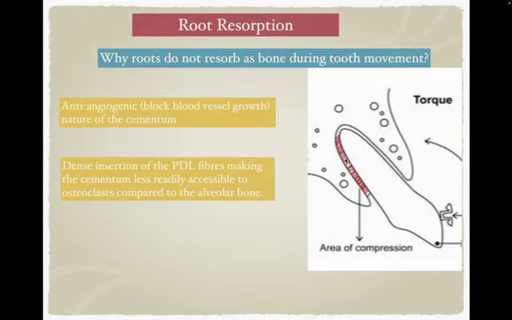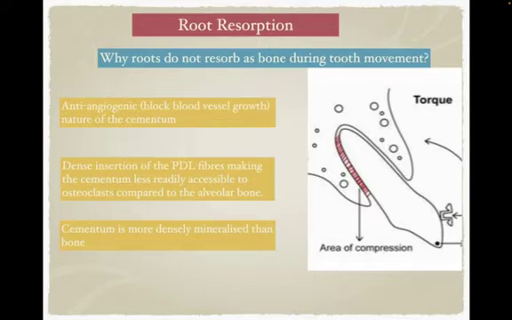And also, the periodontal ligament fibers are densely inserted into the cementum. That will prevent resorption as well. And also, the cementum is harder than the bone. The mineral content in the cementum is more than that in bone, and that will give it more resistance to resorption compared to the bone as well.